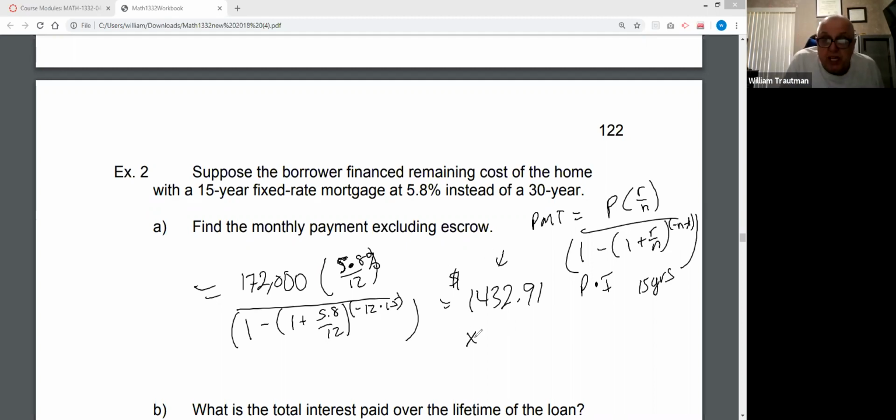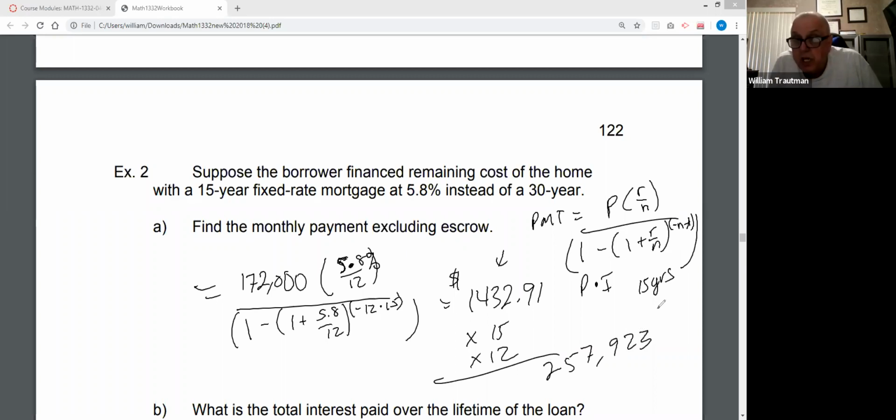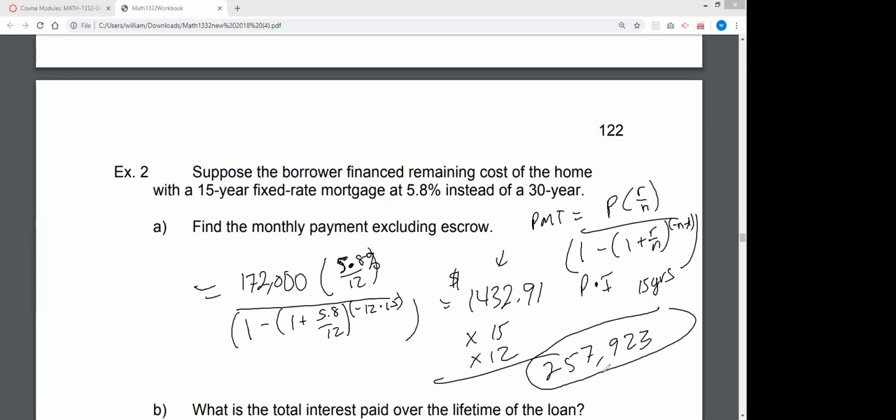So if you multiply this payment times 15 years times 12 months every year, 1432.91 times 15 times 12, you're only going to pay $257,923. How much was the other one? It was like over 340,000, right? The first part. 363. Yeah.